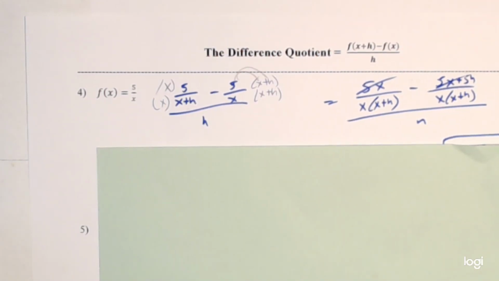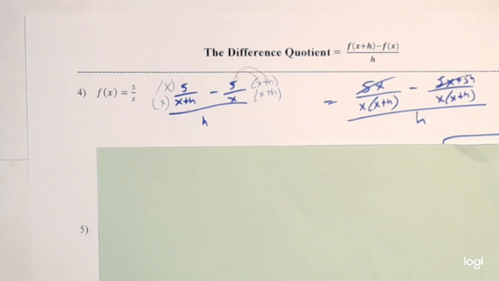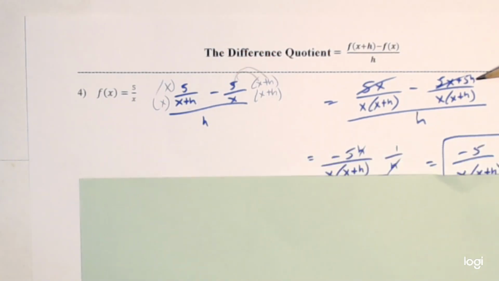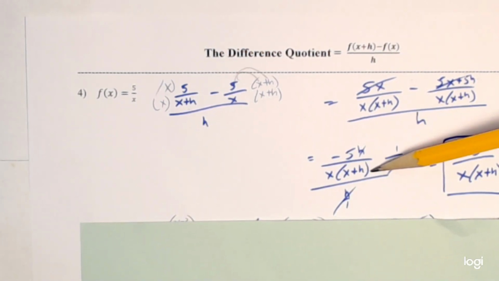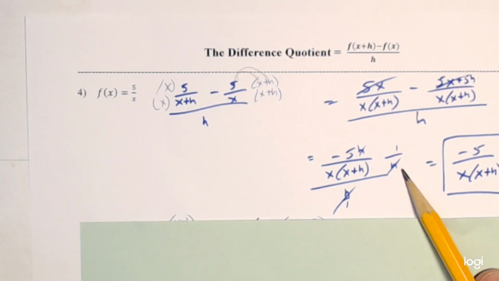5x minus 5x on top is going to cancel, leaving us with nothing but a minus 5h, still over my common denominator. All of that divided by h, I'm going to call that h over 1. Fraction divided by a fraction, little keep, switch, flip.